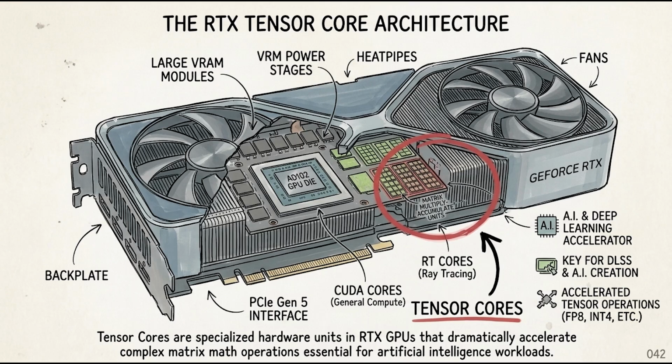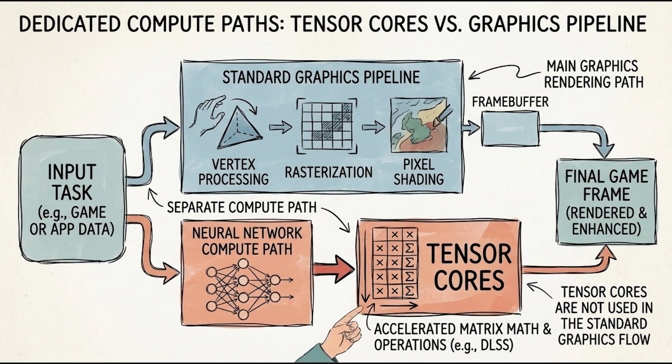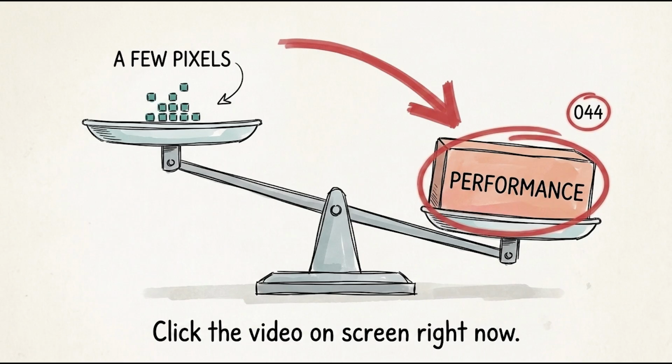The key hardware here is tensor cores. Every RTX card has them. DLSS runs its neural network on those dedicated tensor cores, which means it barely touches the regular graphics pipeline. Your GPU renders fewer pixels. The AI fills in the gaps. Basically free performance. Well, almost free.